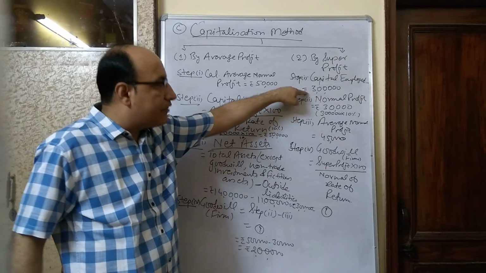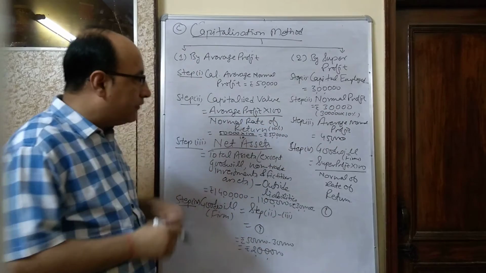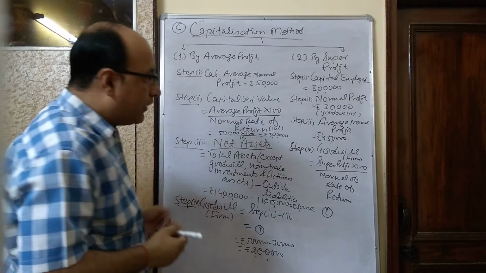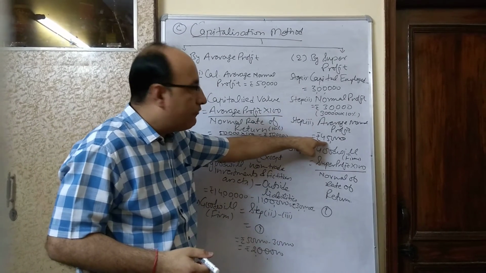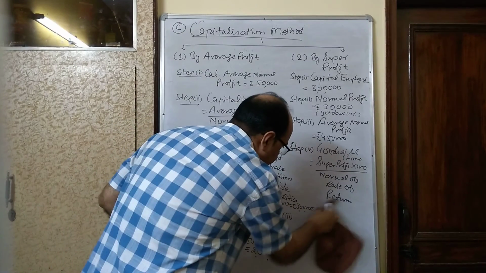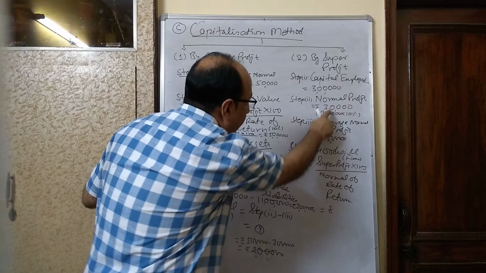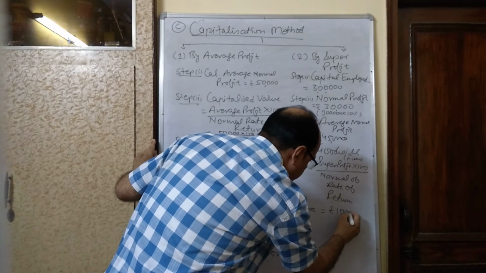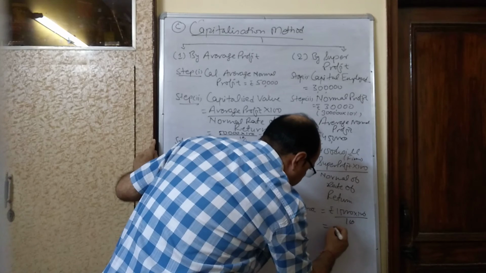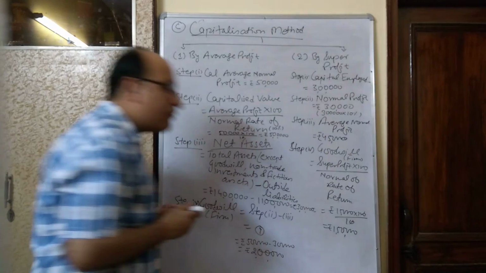So capital employed, I assume 3 lakh. 10% is the rate of return. 3 lakh into 10% is 30,000. 45,000, I assume that this is my average net profit. Super profit will be this one, 45,000 minus 30,000. So I'll put this into that. So it will be rupees 45,000 minus 30,000, that will be 15,000 into 100 upon 10. It will be 1,50,000. This way we have to calculate.